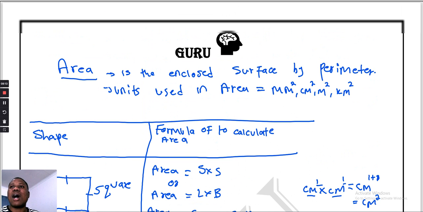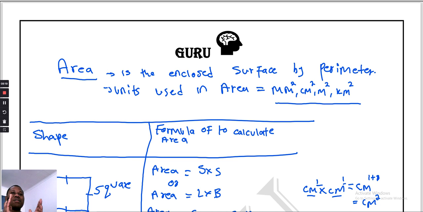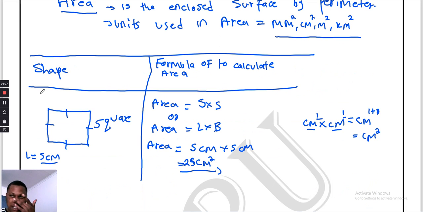Now our answer should be in one of these units. If our answer is in one of those units, that means our answer is correct. If you have only written 25 centimeters, that means you are not calculating the area, because for the area, the units have to be in units squared. So in this example, we have calculated the area, and our area is 25 centimeters squared, meaning that we are correct. So we can move on to the next one.